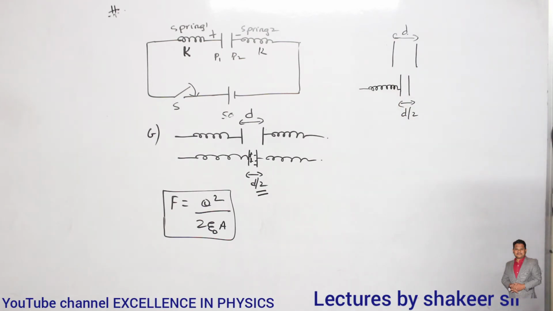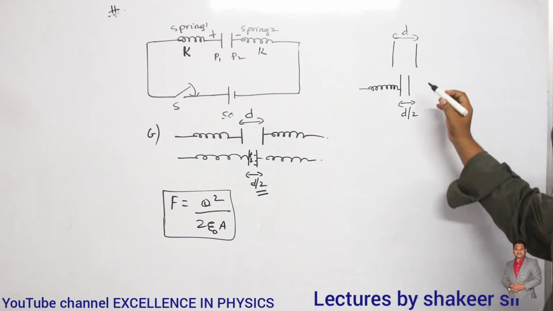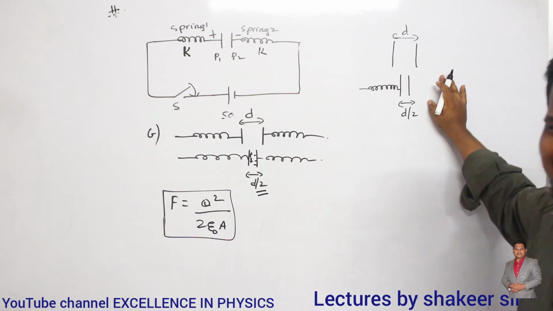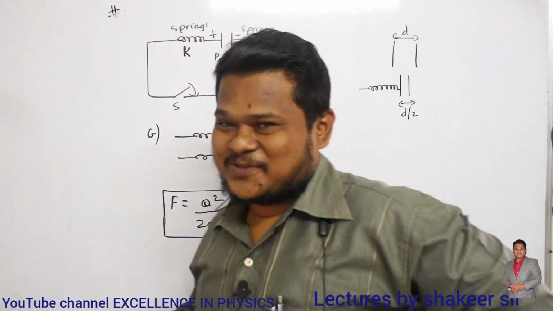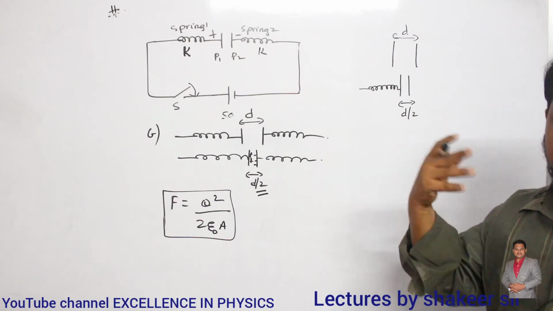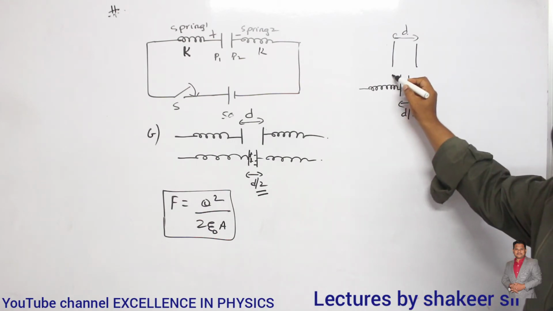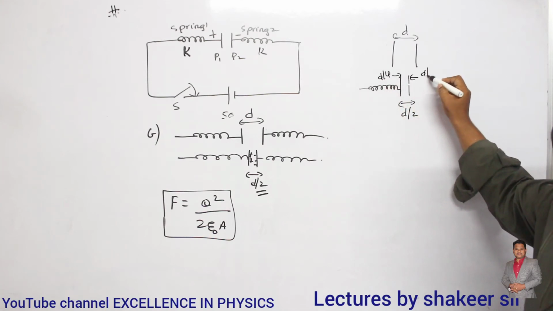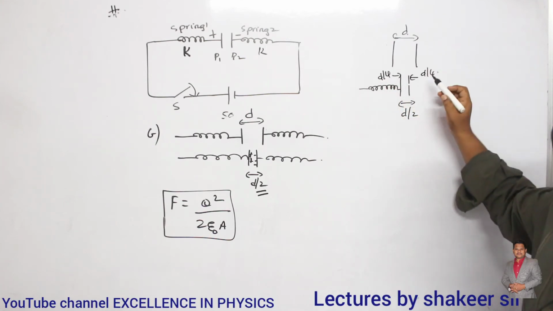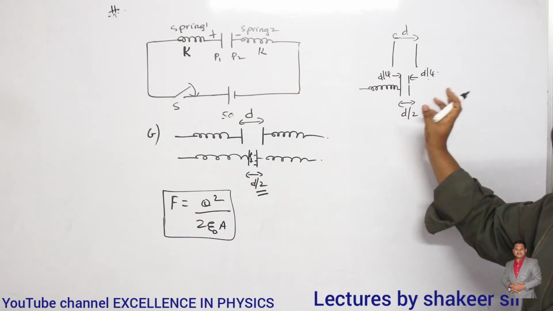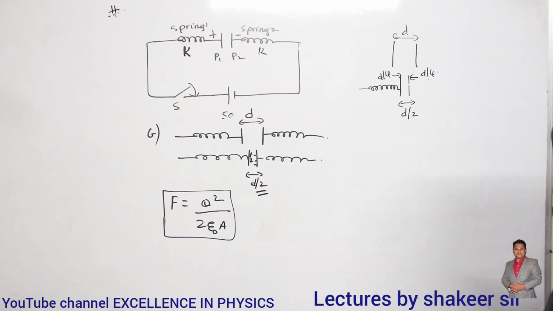Elongation produced in each spring is how much? D by 2, no? Think again. The elongation produced in each spring is d by 4, because the total elongation produced is d by 2. So this spring should have elongated by d by 4, and this spring also by d by 4. So total elongation d by 4 plus d by 4 is d by 2. That is the reason why the distance between the capacitor plates has reduced by d by 2. Are you able to understand?